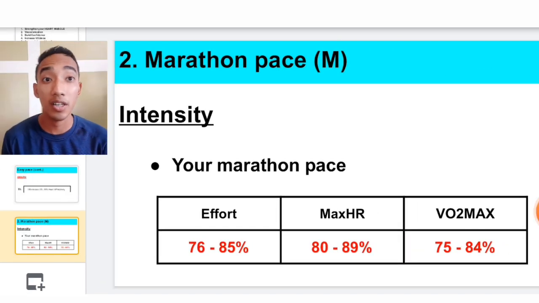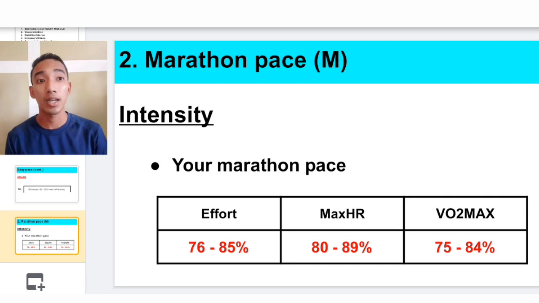So let's go to our second training pace. That would be the marathon pace. M stands for marathon, so the intensity comes from the word marathon. So it is your marathon race pace.